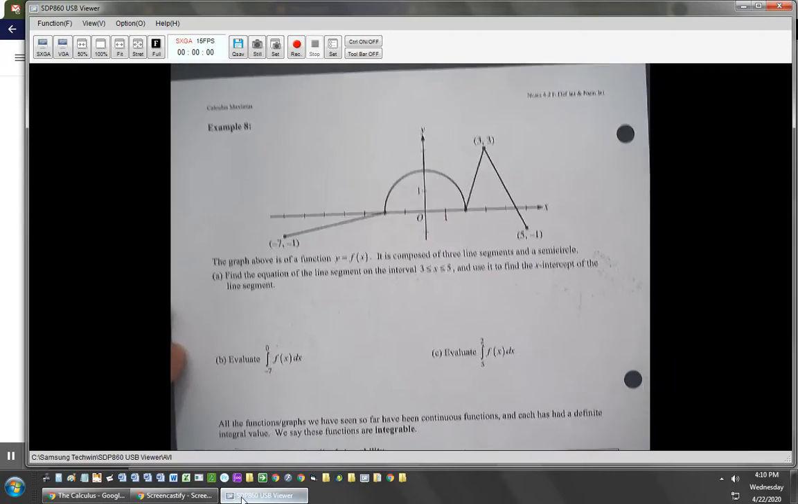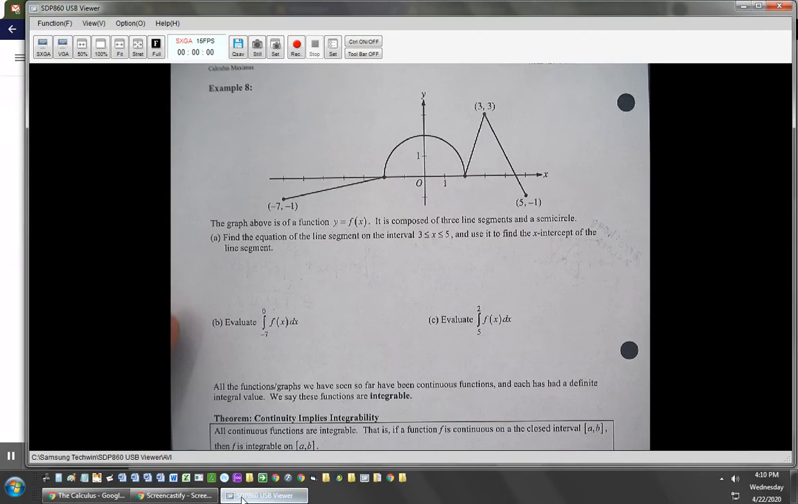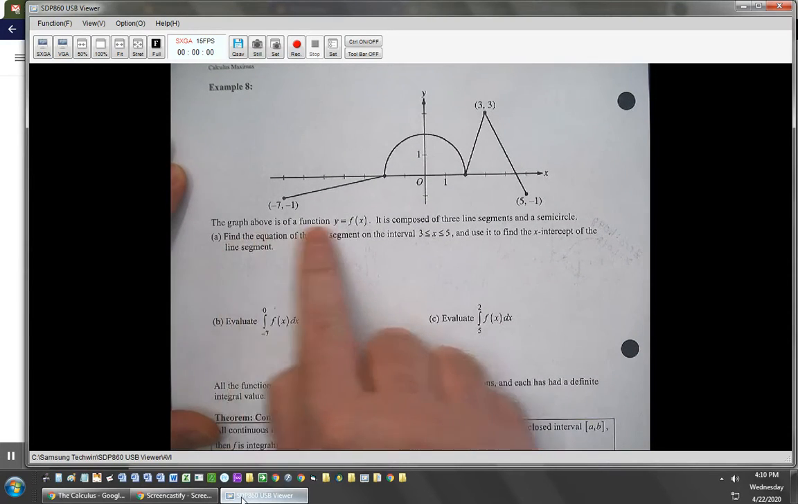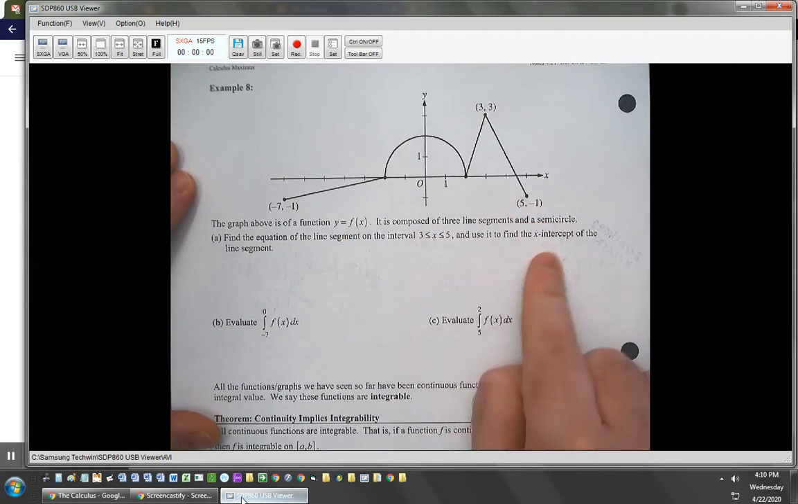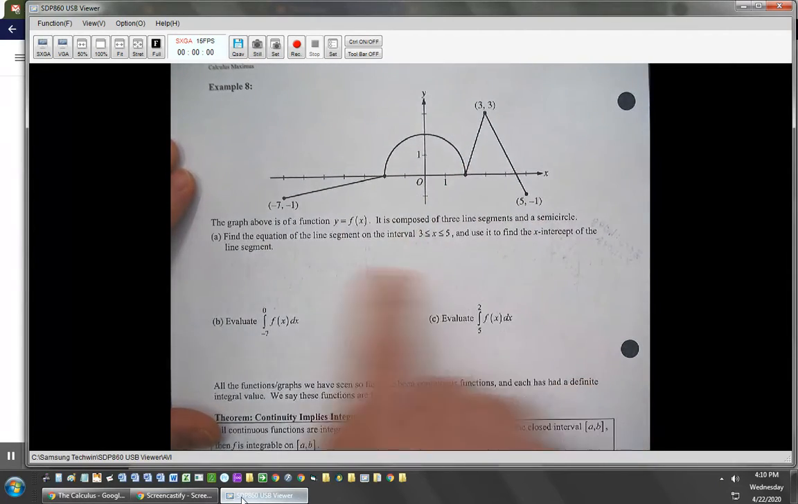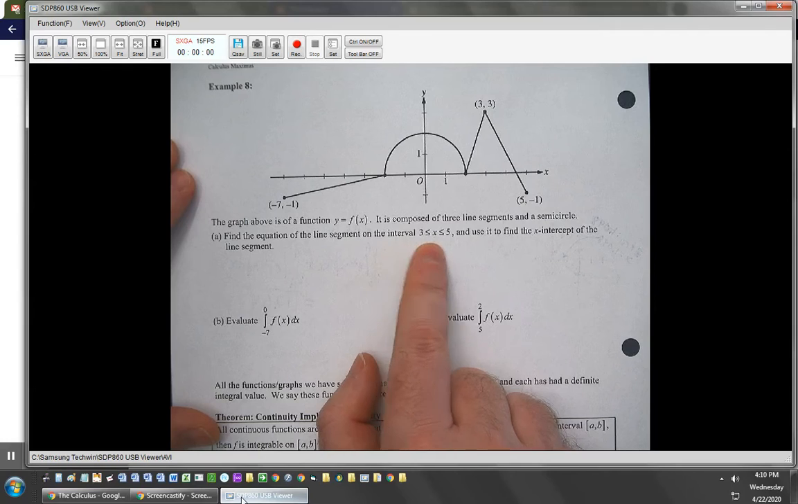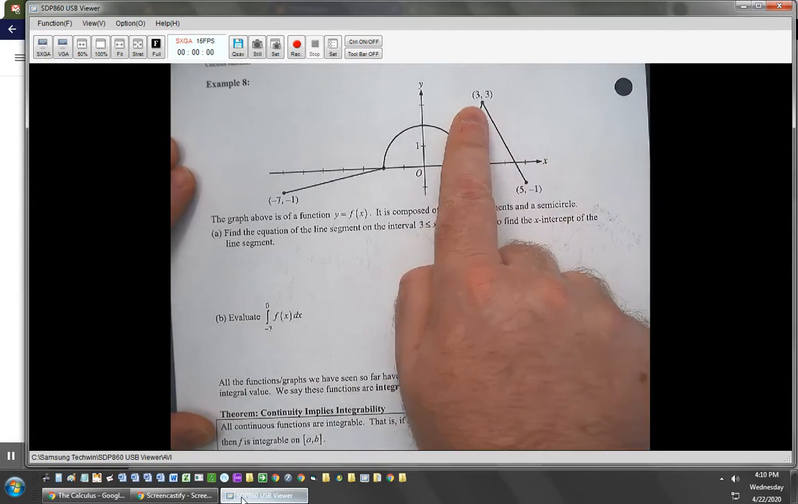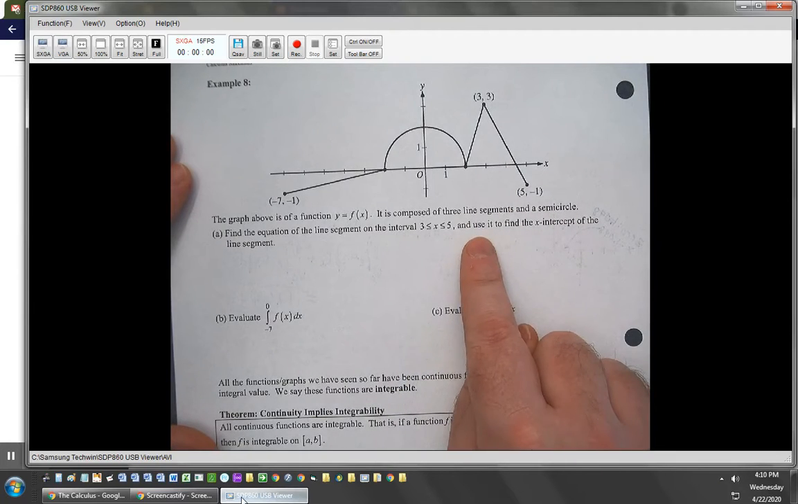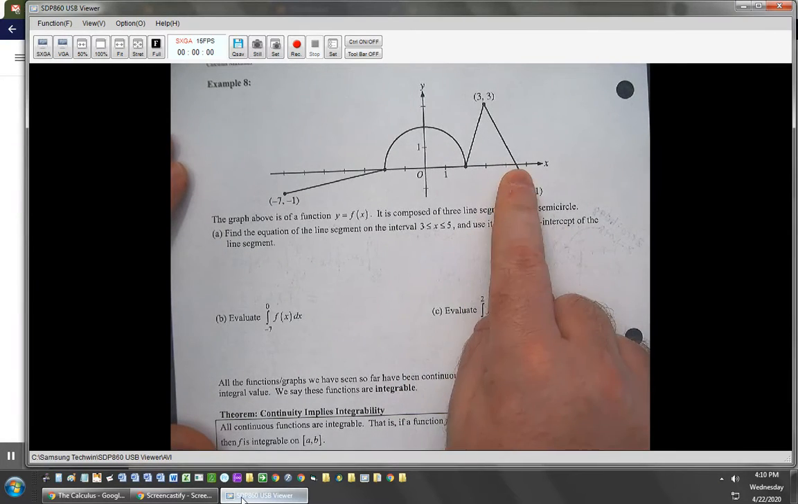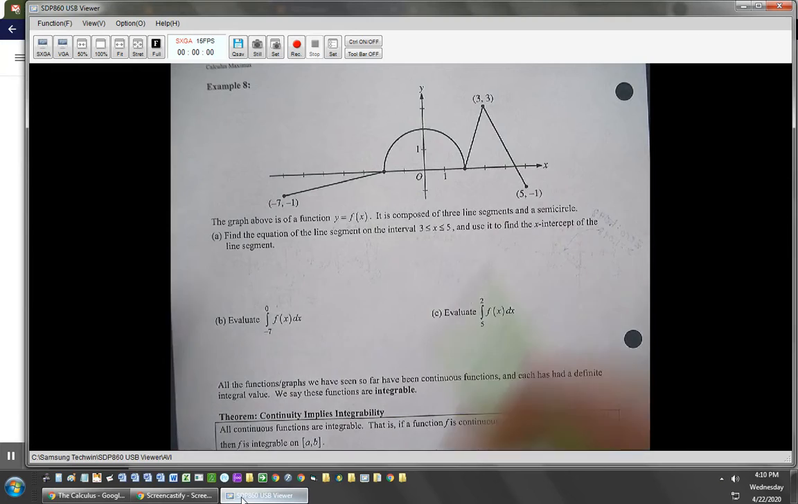Okay, so here we're trying to figure out some integrals again. The graph of f of x is composed of 3 line segments and a semicircle. Find the equation of the line segment on the interval from 3 to 5. So from here to here, they basically want us to figure out the equation for that. That's easy. And then we need to use that equation to find the x-intercept. We want to find this spot right here.